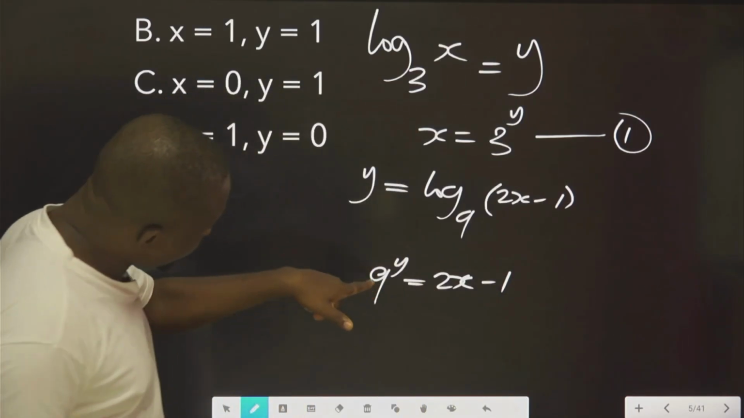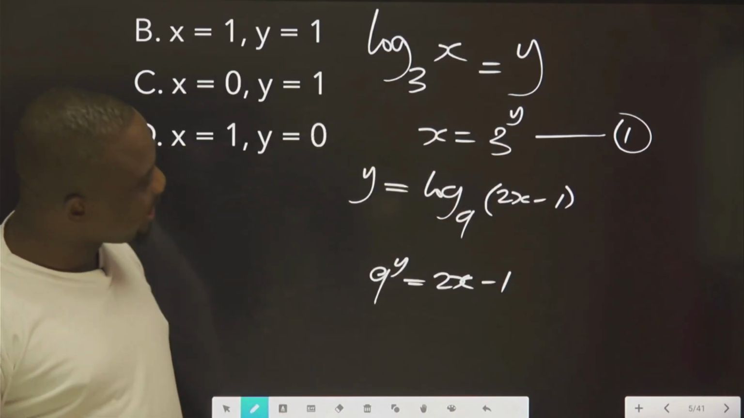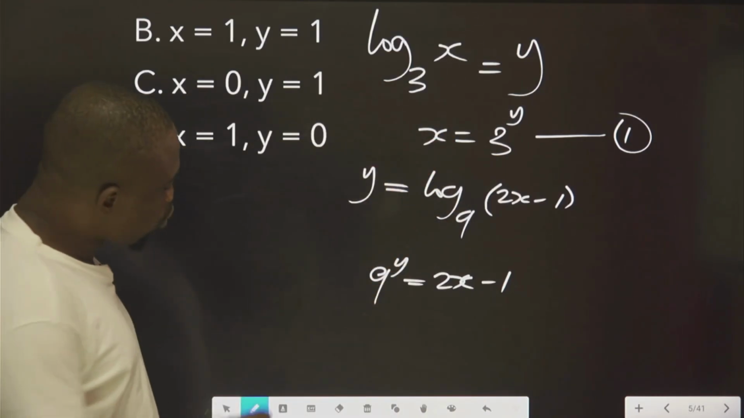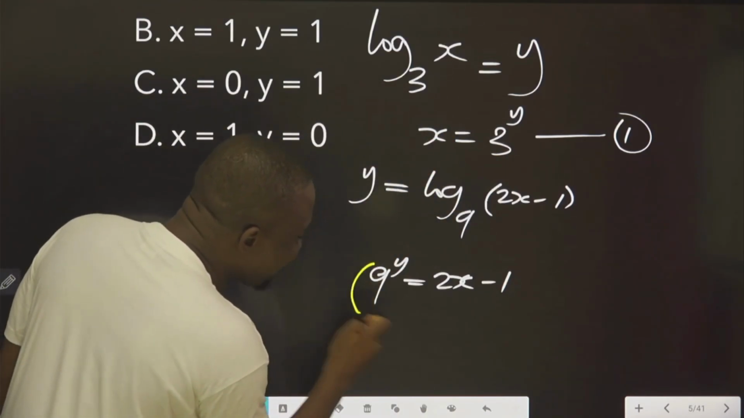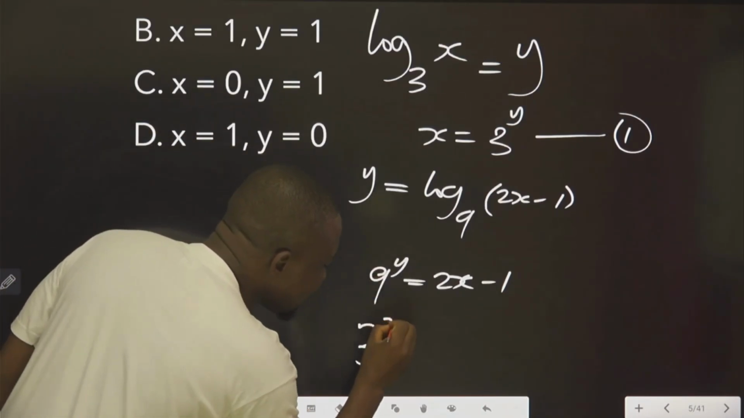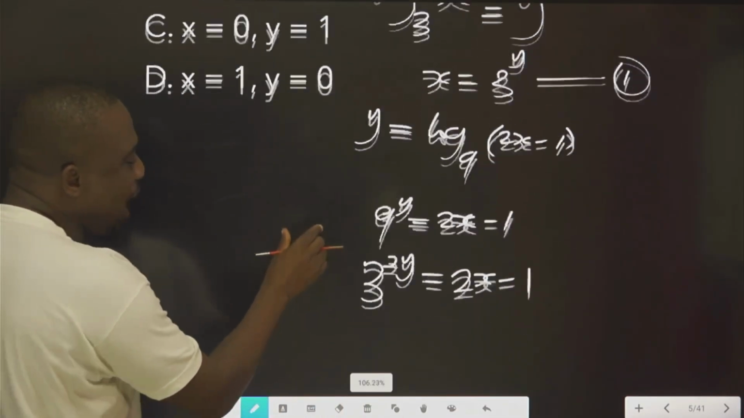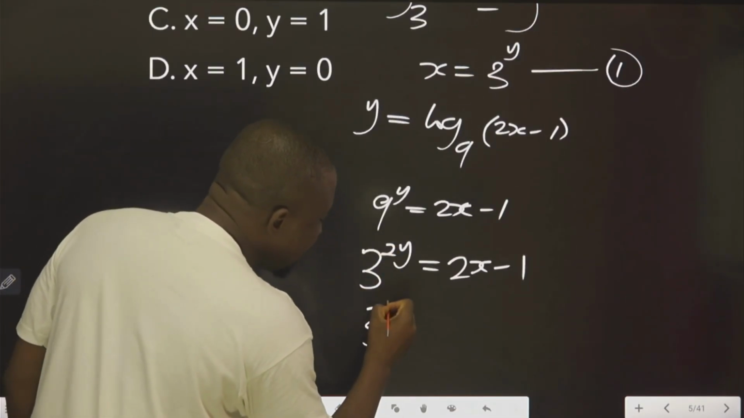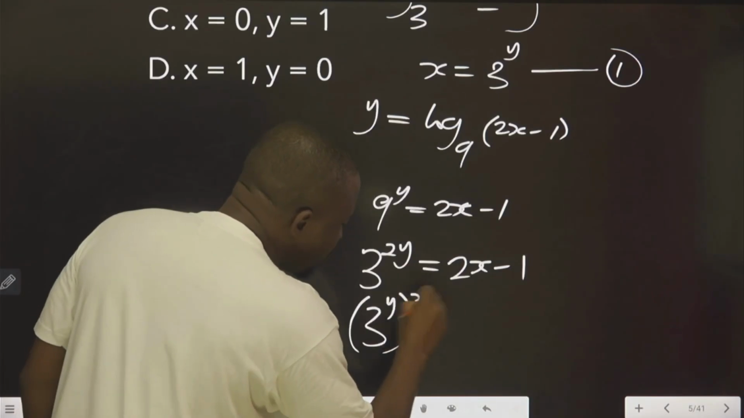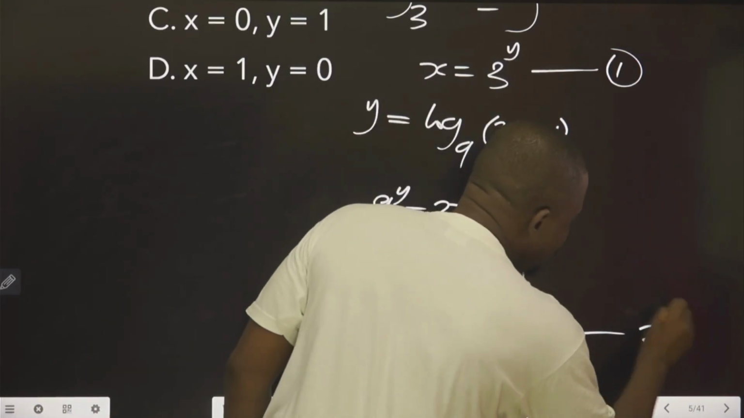Also move this one to index form. I want to put this one to the base of 3 because I'm seeing 3 here. I want it to be uniform. So what I will do here, this is 9, right? 9 means 3 raised to the power 2. We still retain y equals 2x minus 1. Now, I can bring out 3 raised to the power y, then I put 2, then I have 2x minus 1. I'm going to call this one equation 2.